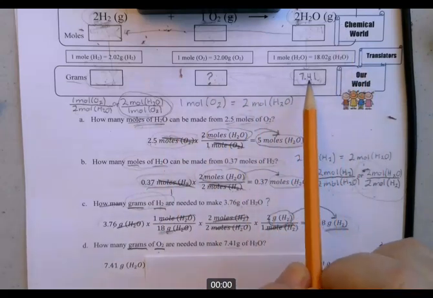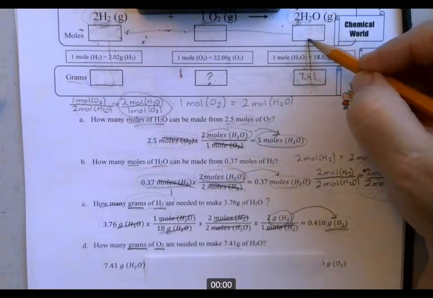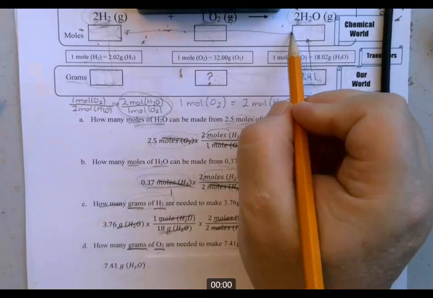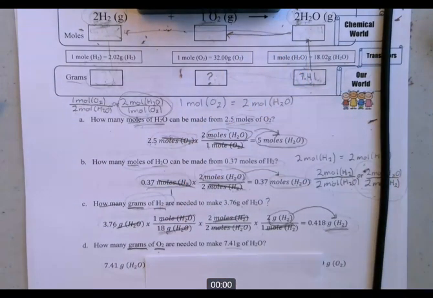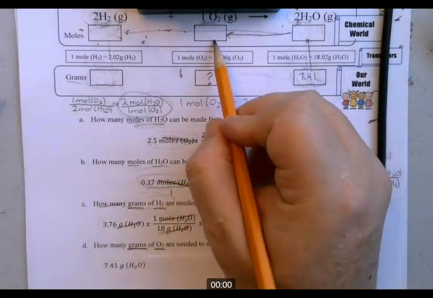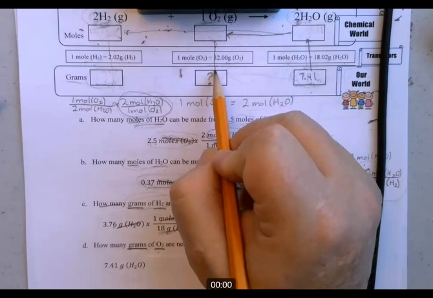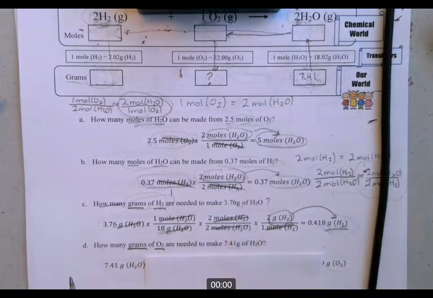So what you have to do is this. One conversion takes you up and gives you moles of H2O. The second conversion goes from moles of H2O to moles of O2. And the third conversion comes back out using this translator right here. This molar mass goes from moles of O2 to grams of O2. And that's what the question is asking for. So there's 3 conversions.